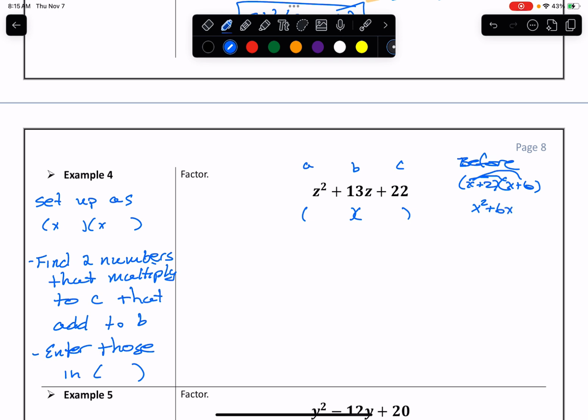X times 6 is 6x. 2 times x is 2x. And 2 times 6 is 12. And then we put those two things together: x squared plus 8x plus 12.